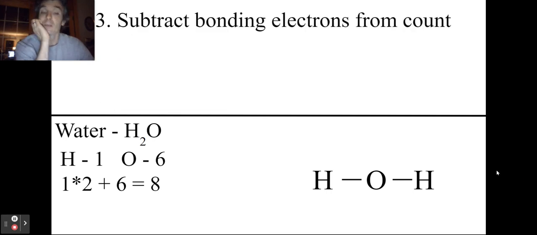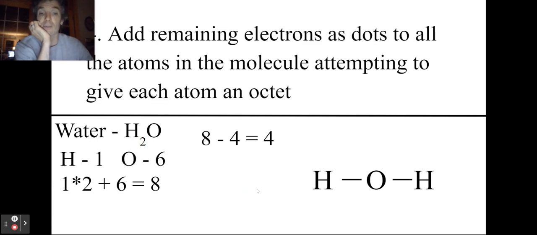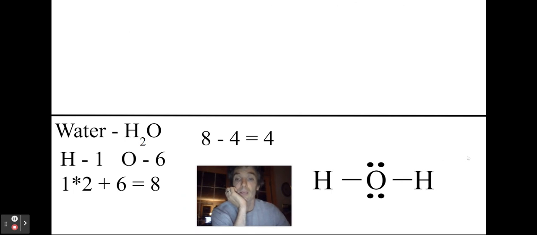Now it says subtract bonding electrons from the count. I had 8 electrons to dole out, and I've got 2 bonds. Each one means 2, so that's 8 minus 4. That gives me 4 left. And then I add those to anybody that needs more. Hydrogen only needs 2, but oxygen needs 8. All right? So I'm all set. This is the acceptable Lewis structure for water.